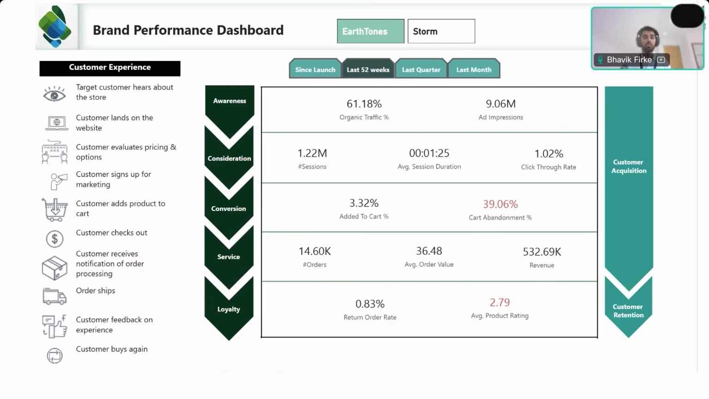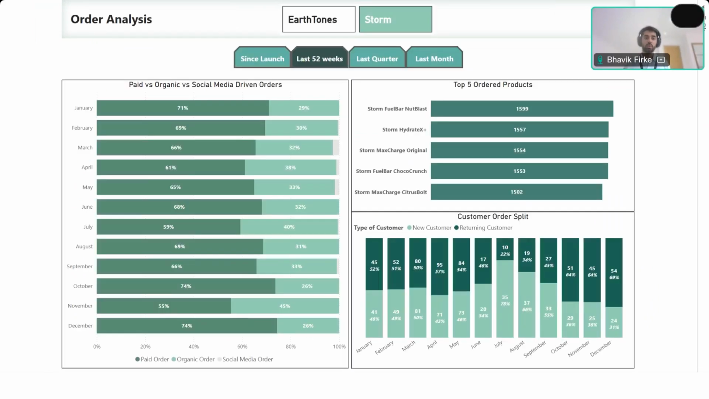Next, we move beyond funnel metrics to understand who was actually buying and how they were discovering the brand.